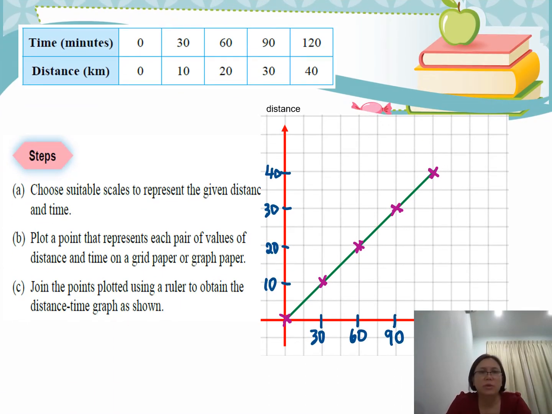We follow the proper steps to draw our distance and time graph. A. Choose a suitable scale. For your x-axis, every 2 units on the grid paper represent 30 minutes. So 30, 60, 90, and 120. For your y-axis, every 2 units represent 10 km for your distance. So you have 10, 20, 30, 40. B. Plot all the points to represent all the values in the table. C. Join the plotted points using a ruler. After joining all the points, you will get a straight line graph.